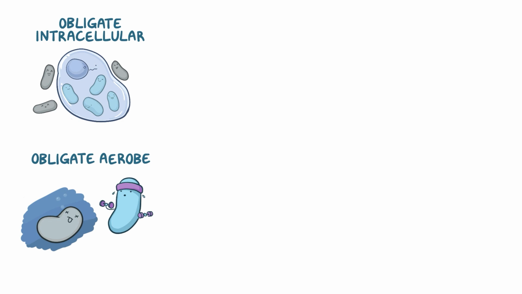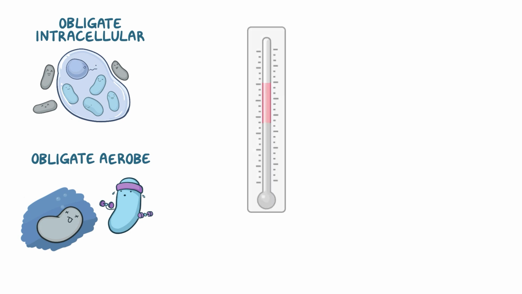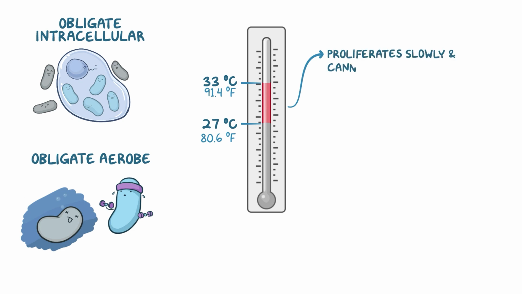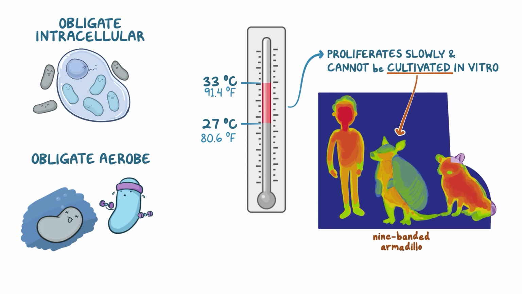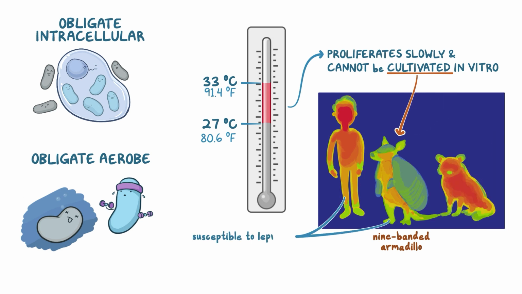Now, Mycobacterium leprae is an obligate intracellular microorganism, which means it can survive only inside cells. And it's an obligate aerobe, which means it can survive only in the presence of oxygen. Finally, Mycobacterium leprae grows best at cool temperatures, between 27 and 33 degrees Celsius, and it proliferates slowly, and it cannot be cultivated in vitro. Instead, it can be inoculated in 9-banded armadillos, which have a much lower body temperature than most mammals, and, like humans, are susceptible to leprosy.